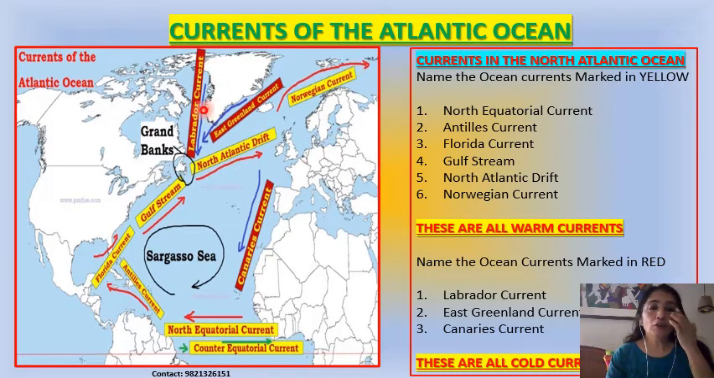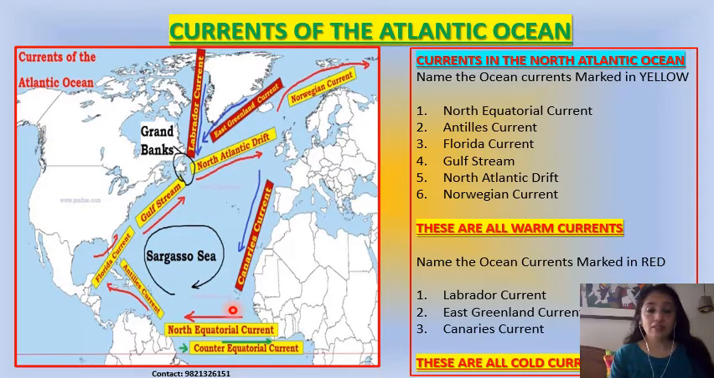You have the Labrador Current coming from here, which is a cold current. You have the East Greenland Current coming from the side of Greenland. It is a cold current. And you have the Canaries Current. It is also a cold current. So if you're asked to name 2 or 3 cold currents in the North Atlantic Ocean, then it is the Labrador Current, the East Greenland Current and the Canaries Current.